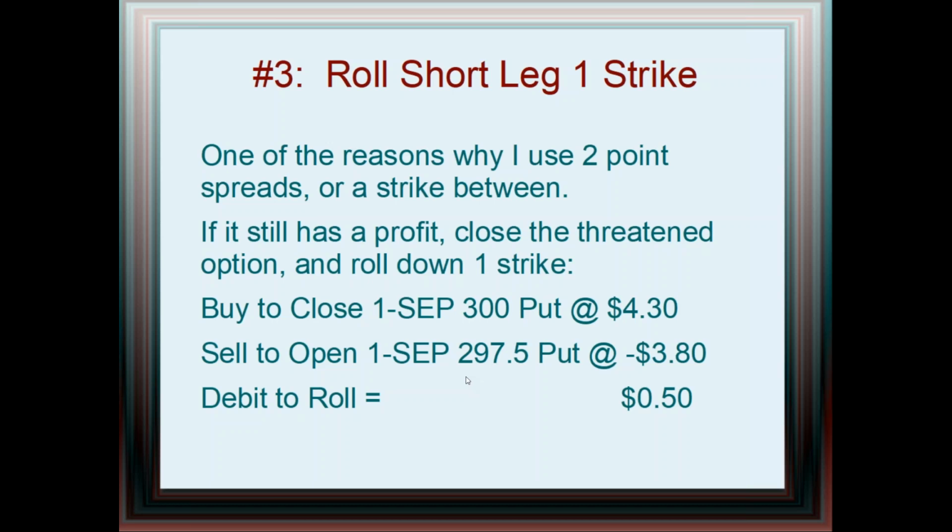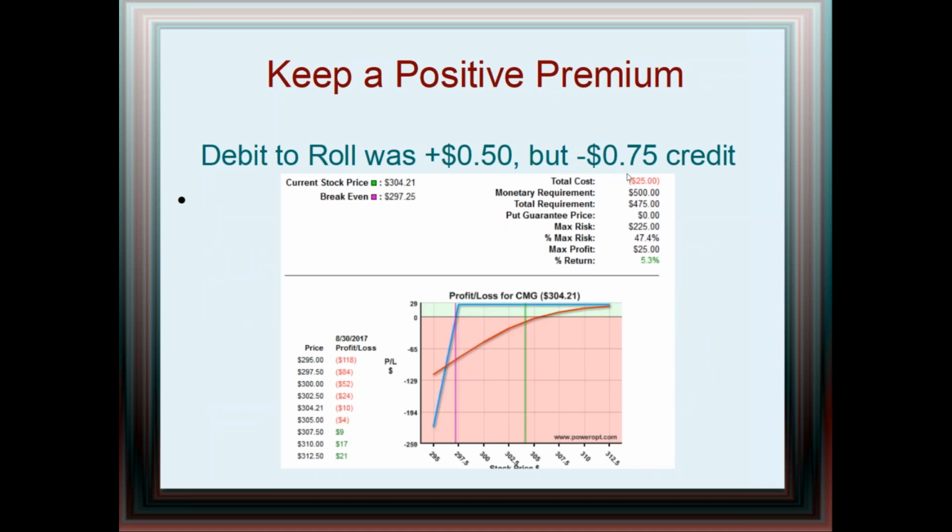I took in 75 cents initially, and that was deposited directly into my account. So where am I now? I still have a net credit of 25 cents on the entire trade. Now, the monetary requirement, the maximum risk, drops.